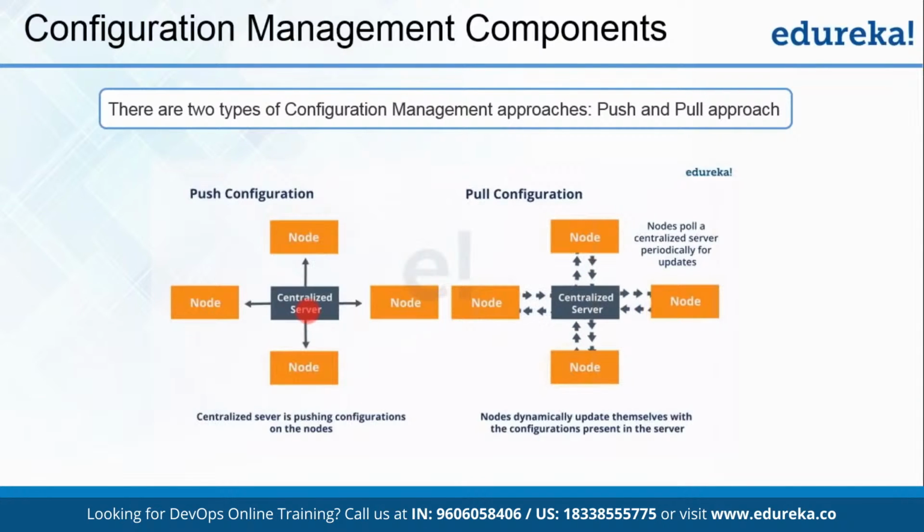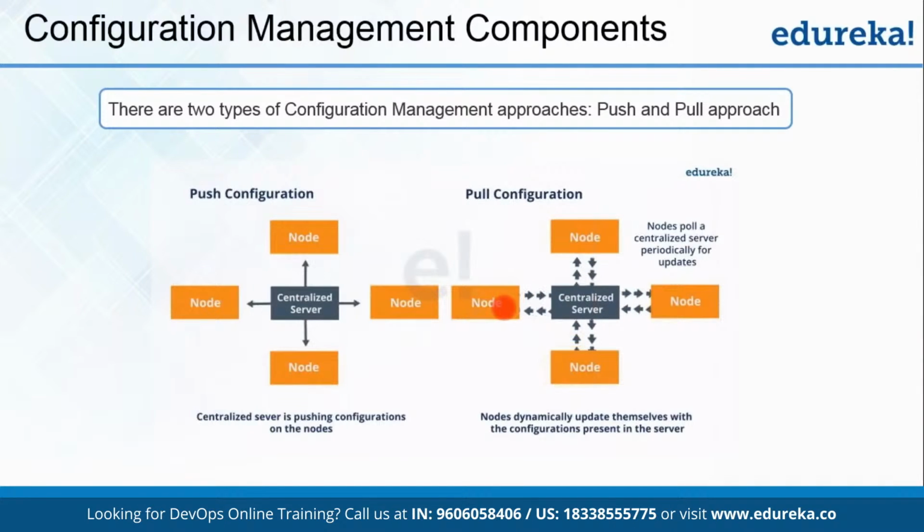Now let us see what happens in pull configuration. In pull configuration, there is one centralized server, but it won't push all the configurations onto the nodes. Nodes actually poll the central server at, say, 5 minutes or 10 minutes, basically at periodic intervals. So they poll the central server for the configurations, and after that they pull the configurations that are there in the central server. So over here you don't need to execute any command. Nodes will automatically pull all the configurations that are there in the centralized server.